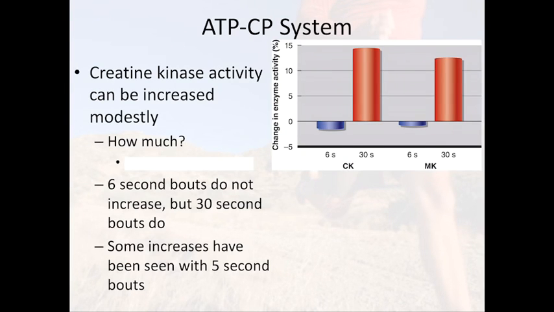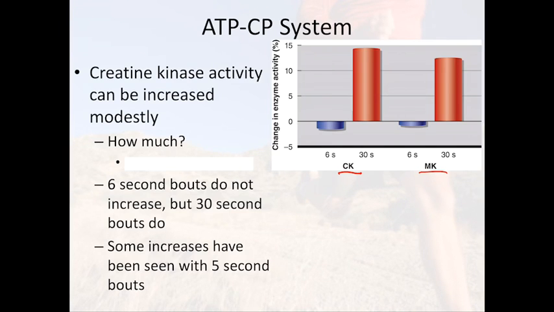What about the ATP creatine phosphate system? Does this seem to be trainable? This is a study that the book talks about that looks at both creatine kinase enzyme activity and myokinase enzyme activity. Creatine kinase is one we talked about. Myokinase is also important for the creatine phosphate system. And so, can this be trained?